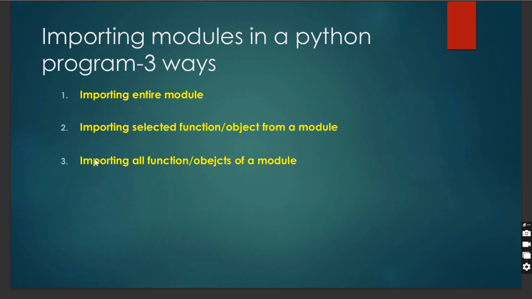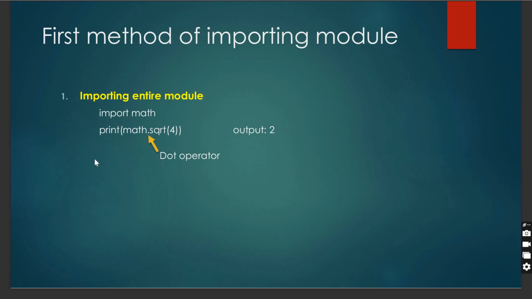So what are the three ways the modules can be imported? We can import the entire module, we can import selected functions from the module, or we can import all the functions of the module. First we'll see how to import the entire module. If I say import math, then math.sqrt(4), we get the output 2. The square root of 4 is 2. That is the dot operator that we are going to use here.